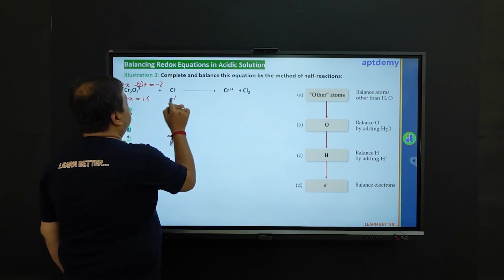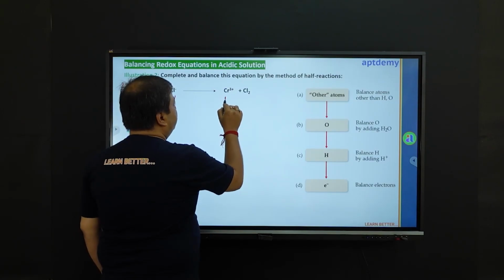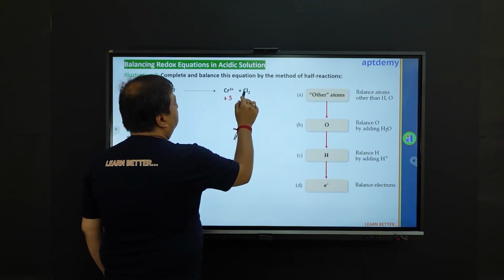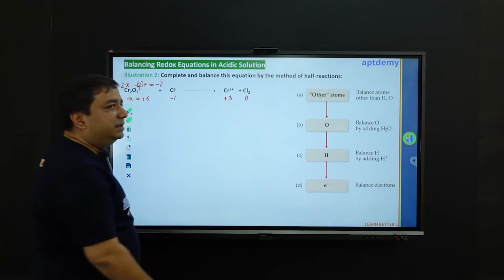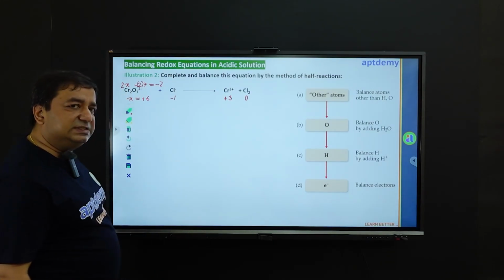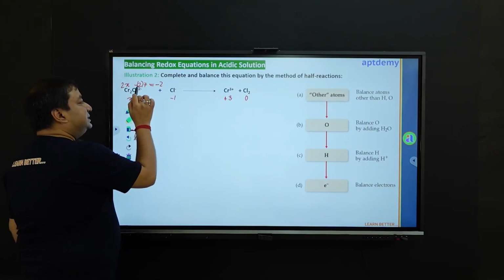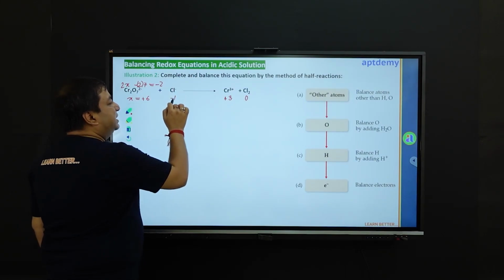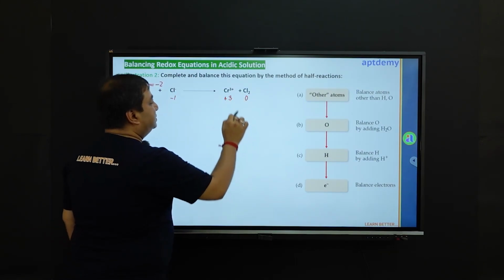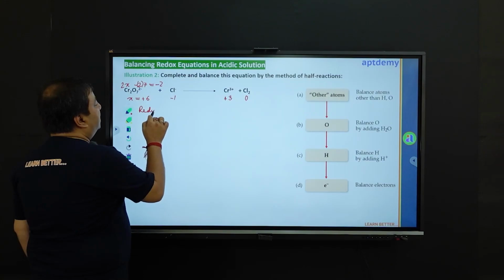For chloride, it is very easy. We can simply say this is -1. Over here on the product side, chromium is having +3, and chlorine, because it is chlorine gas, elemental state, it is going to be 0. So now we have assigned the oxidation numbers for each of these molecules or ions given to us. So from here we can now tell that since it is going from a +6, the chromium is getting reduced, and chloride from -1 going to chlorine gas is getting oxidized.